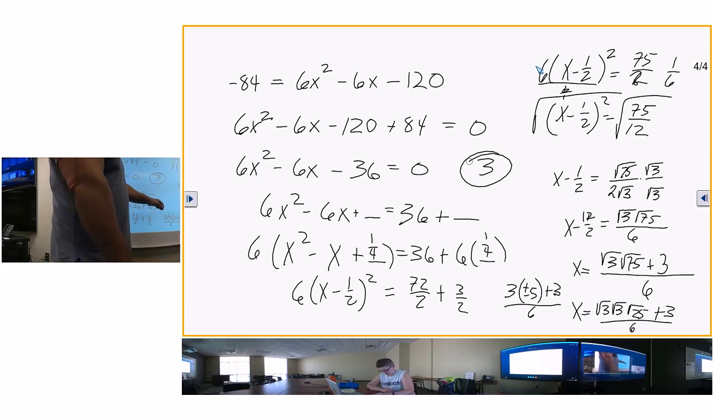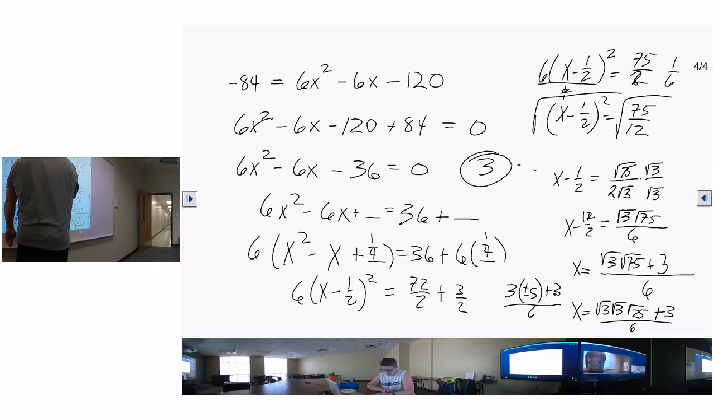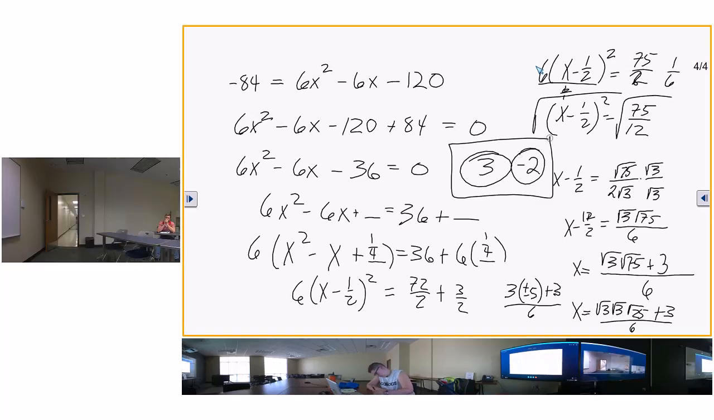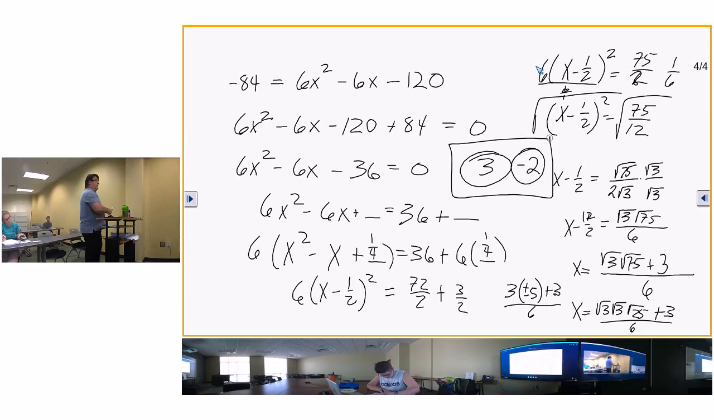What's 3 times negative 5? Negative 15. Negative 15 plus 3 is what? Negative 12 over 6 is what? Negative 2. So it's negative 2. So those are the two values that give you a slope of what? Whatever it said on the question. What was it? Negative 84.